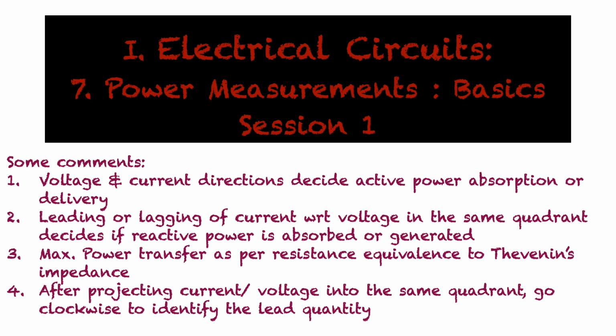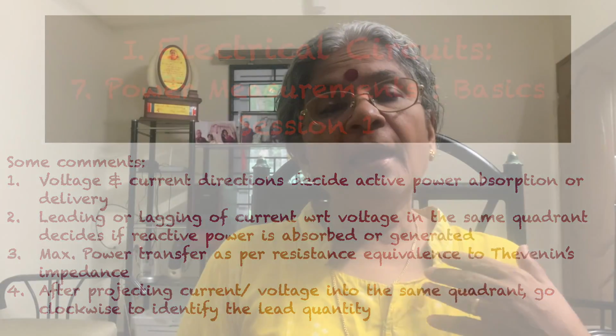Third is something that we have been doing several times. Whenever there is a maximum power to be absorbed by a resistor, then Thevenin's equivalent is taken, and that gives rise to the power equation. Moving on, as I said earlier, you have to bring both the voltage and the current in the same quadrant, and thereafter go in the clockwise direction and see what comes first. What comes first is supposed to be the leading quantity.